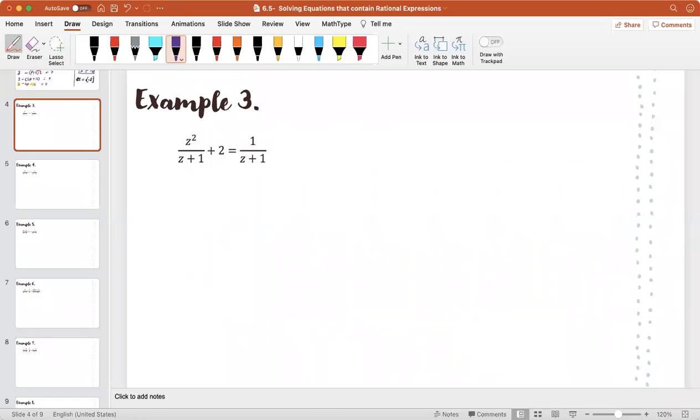Well, let's say this is a different one. Although they have the same denominators, what's our LCD here? Our LCD is simply z plus 1. So we multiply this by not x plus 1, it's z plus 1. I'm getting used to x. So that's z plus 1. This is the same z plus 1.